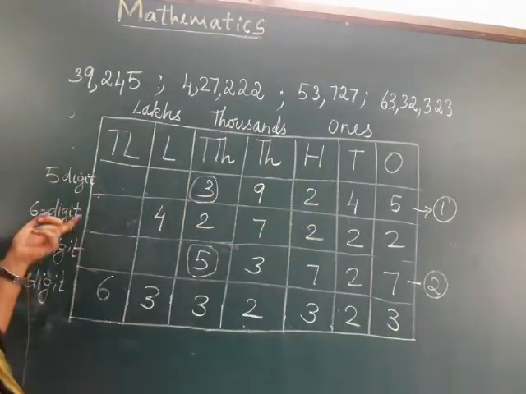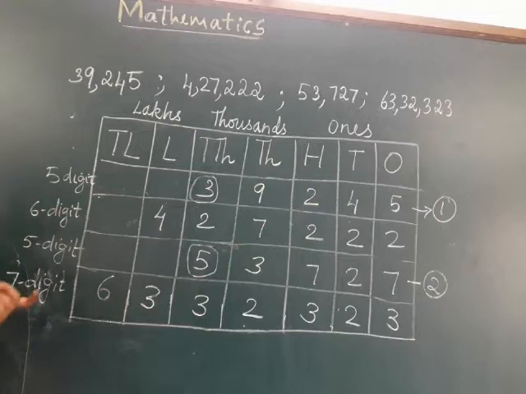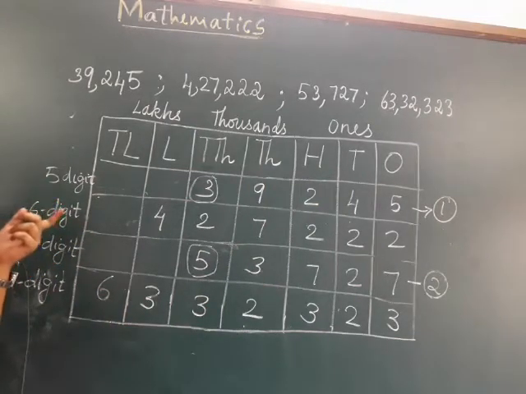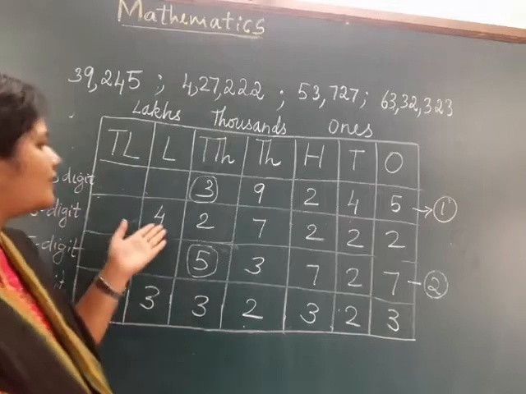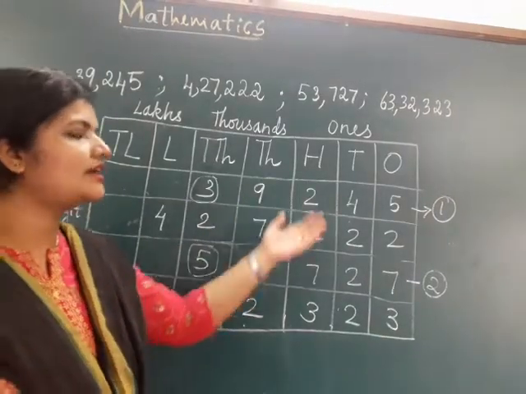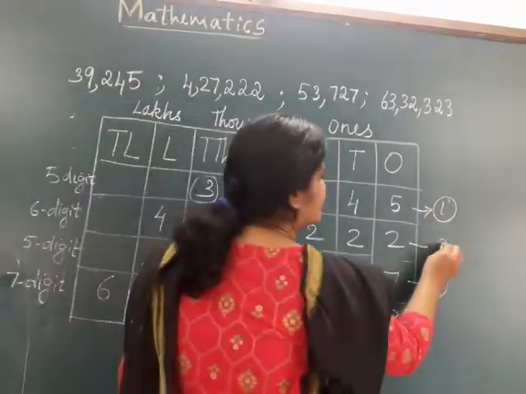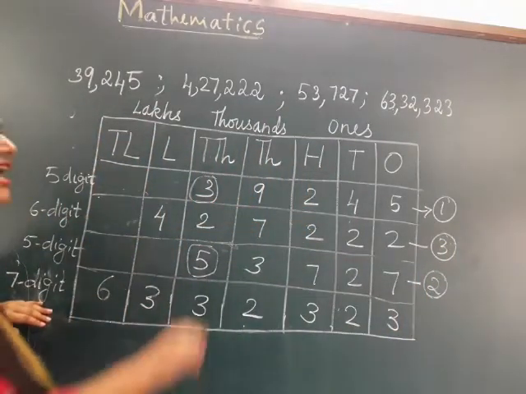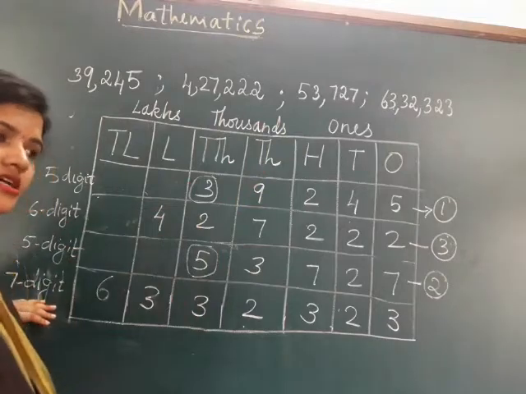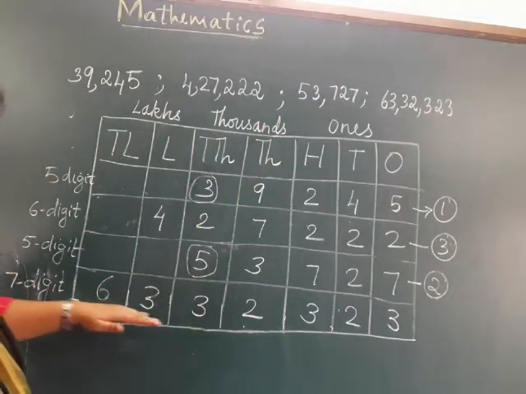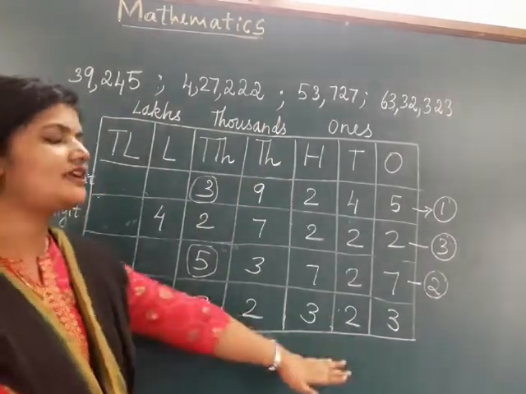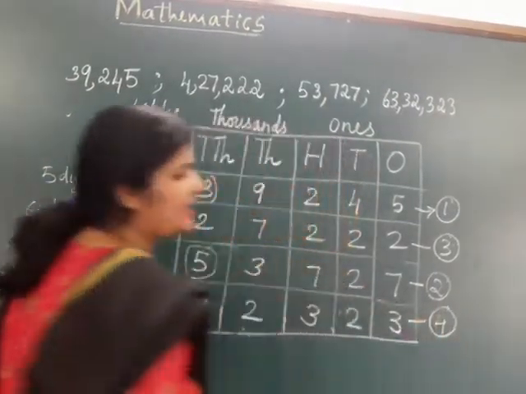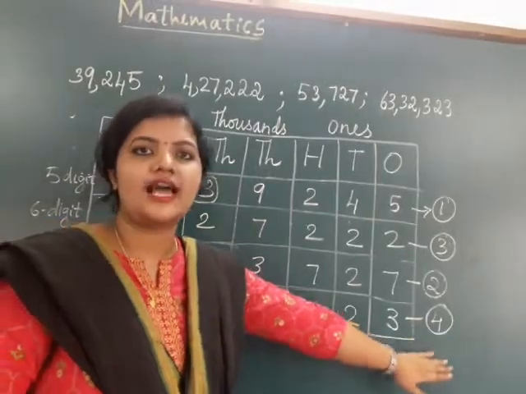Next we have a 6-digit number and a 7-digit number. Which is the smallest? You know that the 6-digit number is the smallest. So 4,27,222 will be in the third place, and the 7-digit number is the largest among the given numbers. So 63,32,323 will be in the fourth place, or is the highest number.